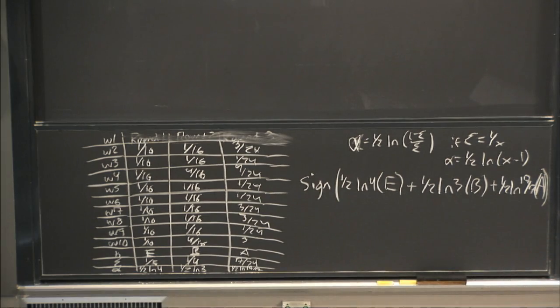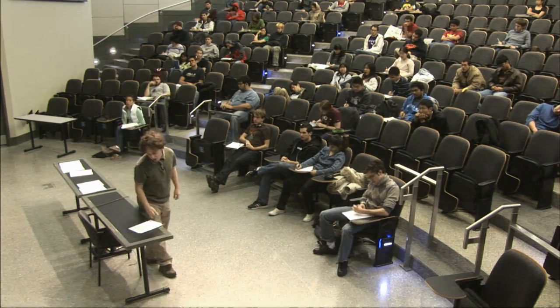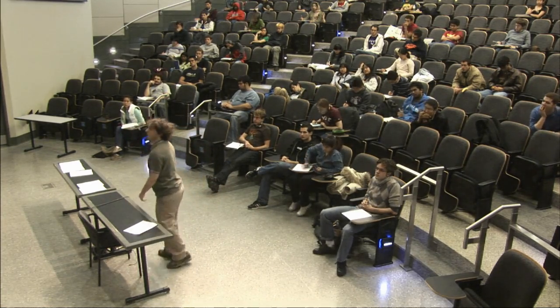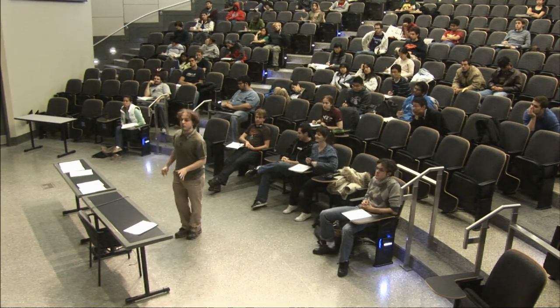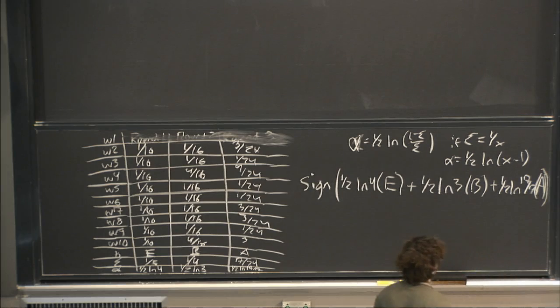Okay? So the question on the exam is, how many of the 10 data points do we get right if we use this? Let's give it a look-see. E is, so we have romantic interest greater than 2. We have emo, yes, and we have evil, yes. So, oh my gosh, logarithms, they're sometimes annoying. Do we have to actually add them up?